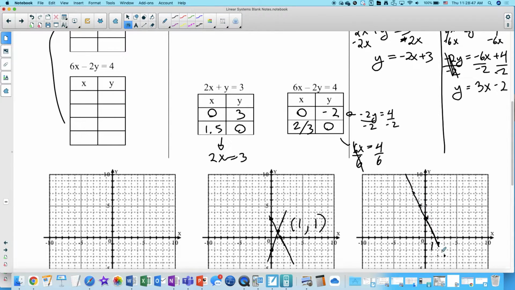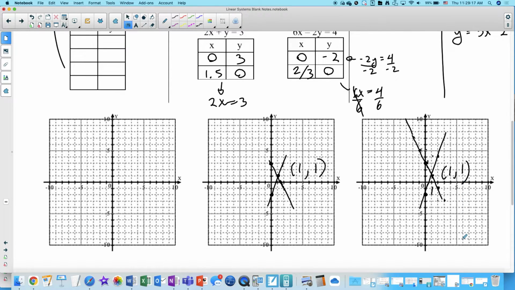Okay, and then the other one is 3x minus 2. So we're going to start at the y-intercept of negative 2 and go up 3, right 1. It's 3 over 1, right? So up 3, right 1. There's the point of intersection, up 3, right 1. Okay, so there's the next line. And that, of course, is the same point, 1, 1. So that is the solution to this system. Okay? Questions with that so far?